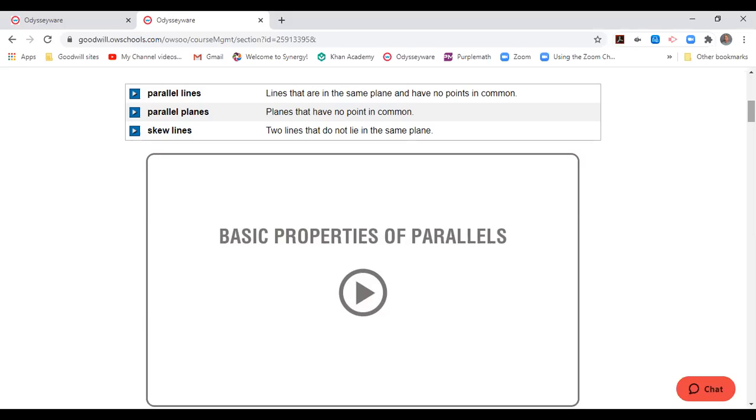Parallel planes are planes that have no points in common, like the ceiling and the floor in your room. Skew lines are lines that do not lie in the same plane. I could have a line on this wall over here to my left and a line going that way on the ceiling. They're not in the same plane. Those are going to be called skew. They don't intersect. They're not parallel or not perpendicular.